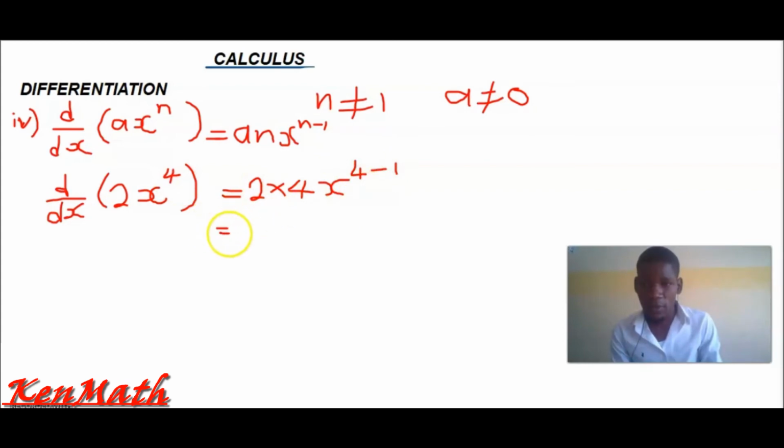So what are we going to have? 2 multiplied by 4 gives us 8. So it gives us 8x, and then 4 take away 1 gives us 3. So that is the final answer. That's how we find it. So that is rule number 4.